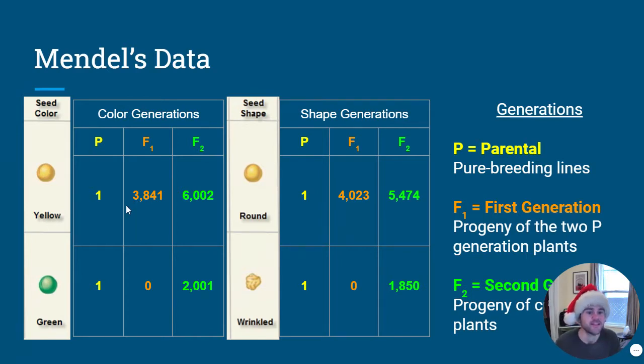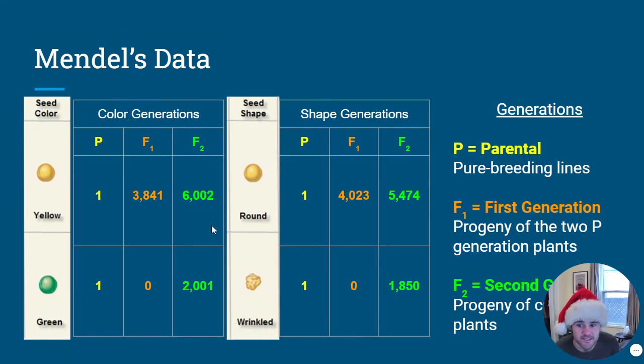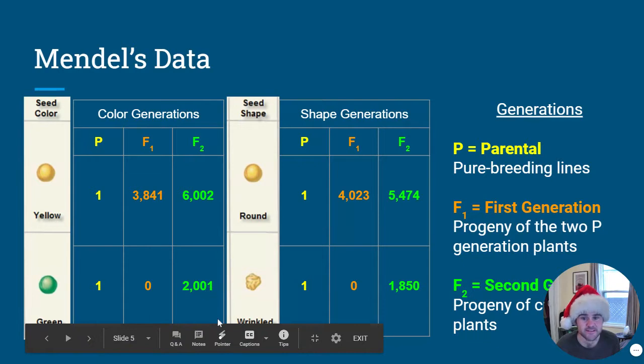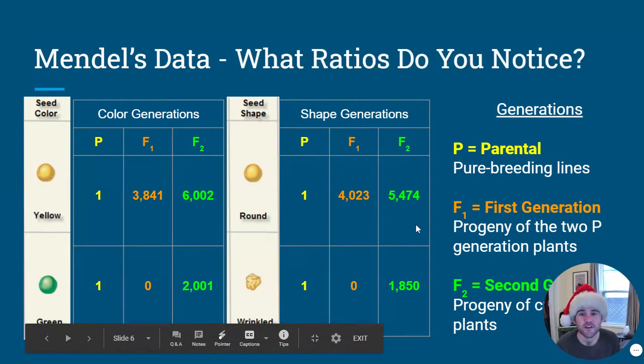So then he crosses those again, plants these fields, and he finds that in the F2 generation, so he just crosses only F1s together, he gets 6,000 yellow seeds to 2,000 green seeds. Again, a very similar ratio, 5,474 round seeds to 1,800 wrinkled seeds. So what do we start to notice? What ratios do we see here?